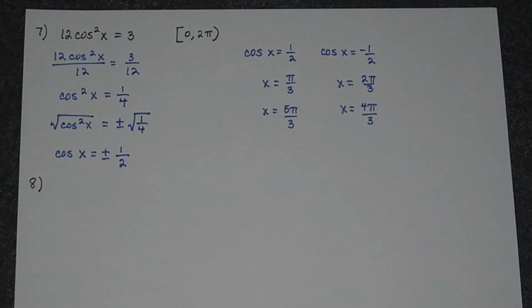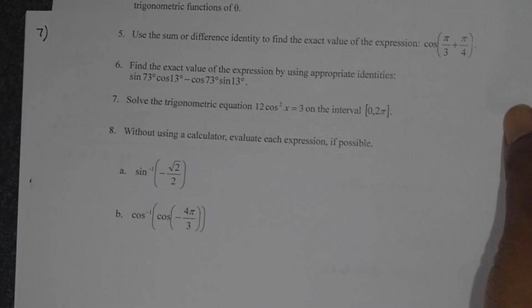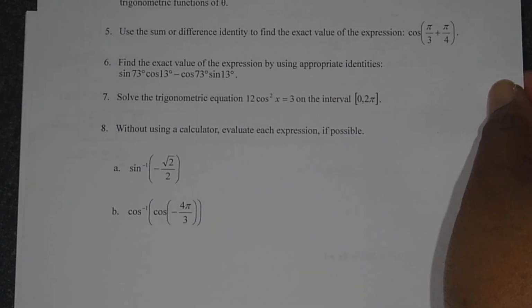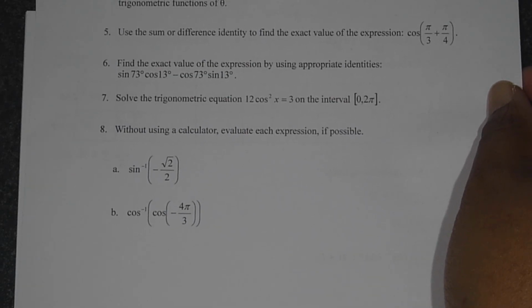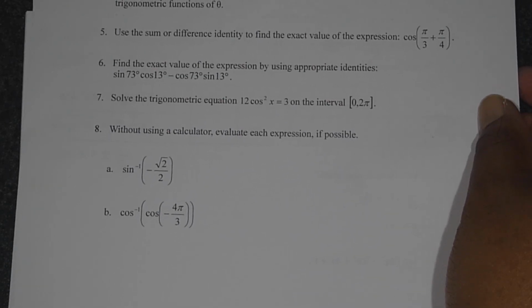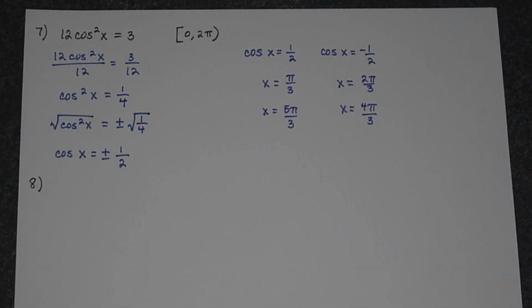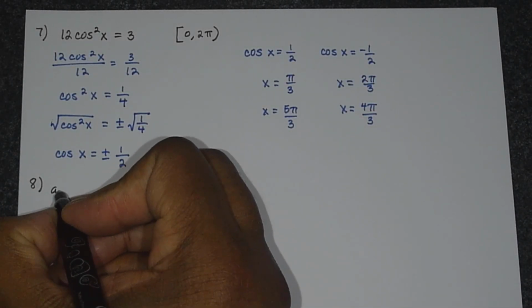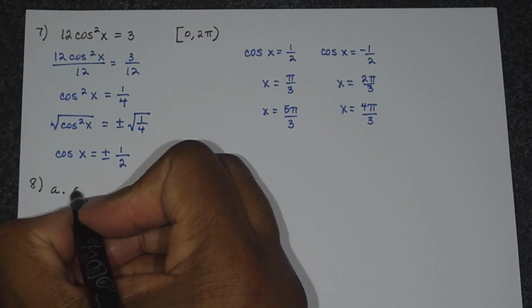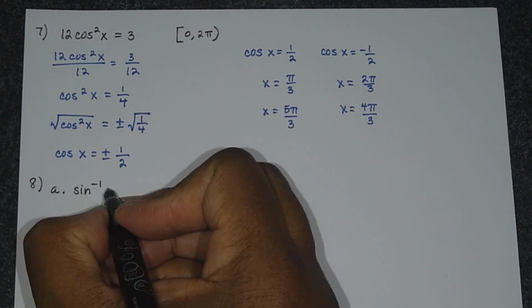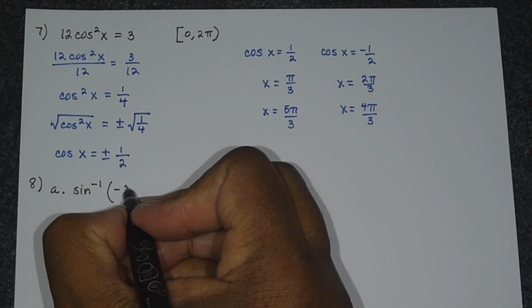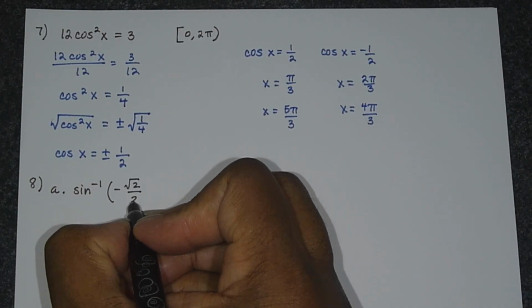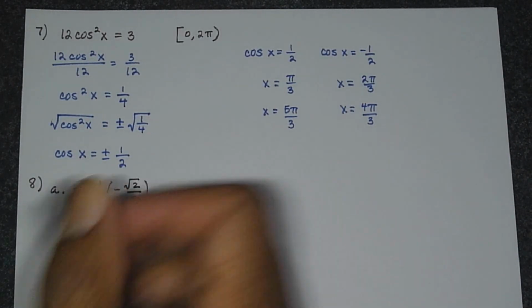Now in problem number 8, and there's A, B, and C, which is on the back of this page, we're going to evaluate the inverse sine of the negative square root of 2 over 2. So this is part A, inverse sine of negative square root of 2 over 2.